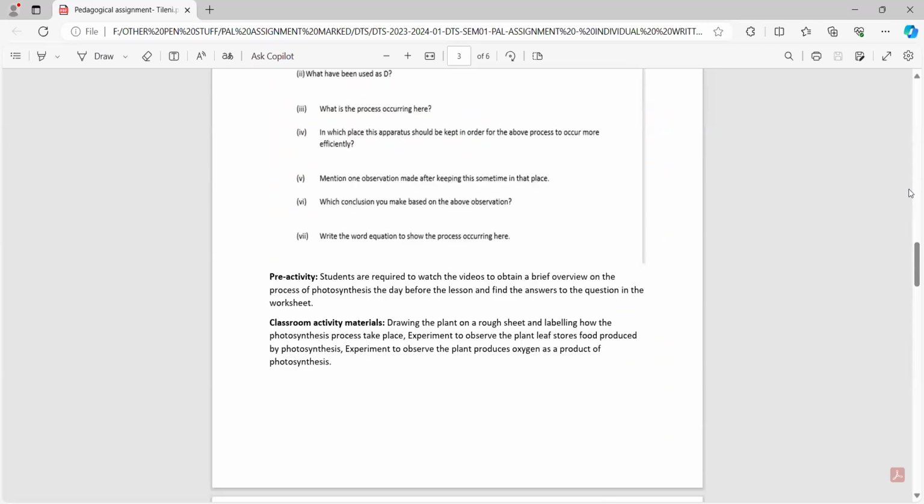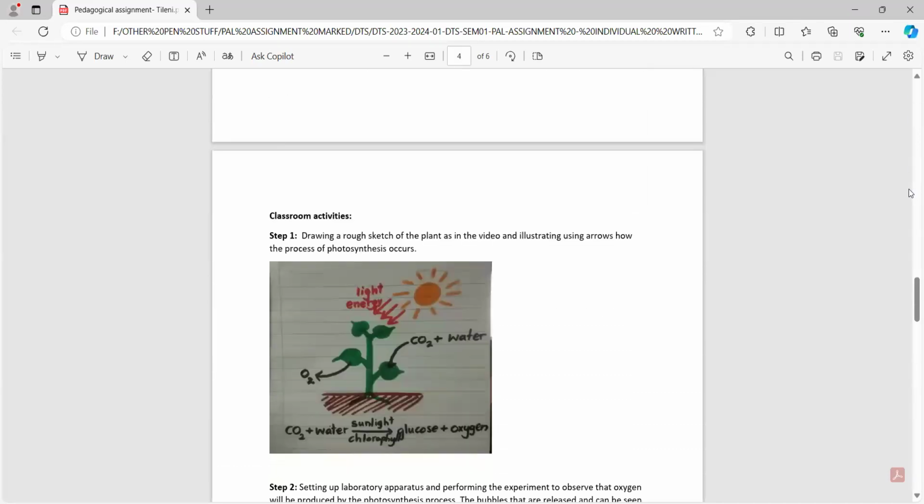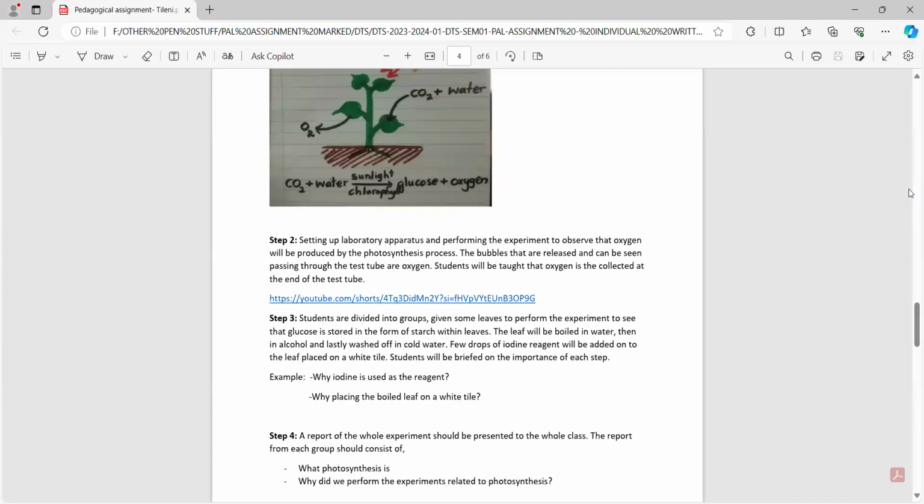Then classroom activity. Drawing a rough sketch of the plant as in the video and illustrating using arrows how the process of photosynthesis occurs. That is a hands-on activity. So they can be done in a creative manner also. They can be done in groups also. Now they know how photosynthesis happens. Subject matter is learned on their own at home. Now they are coming to class to do more creative activities.